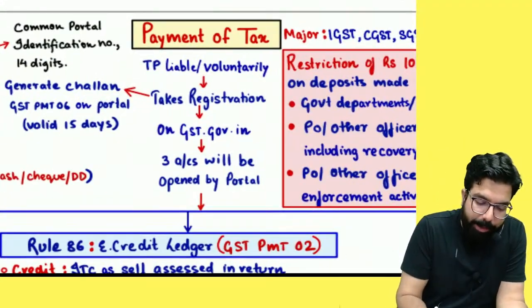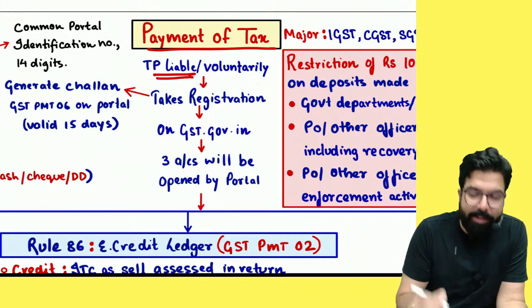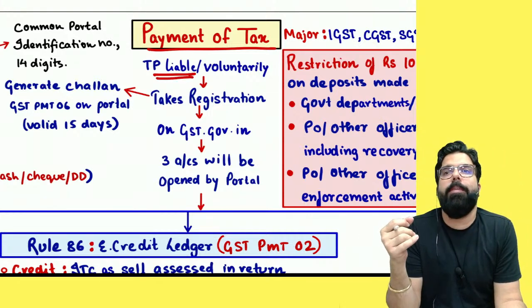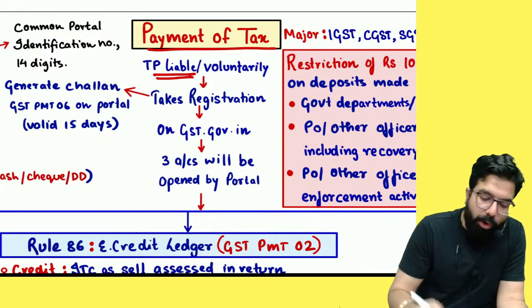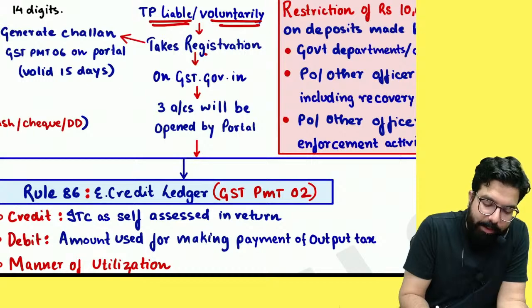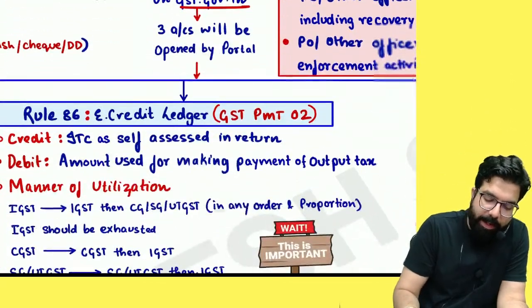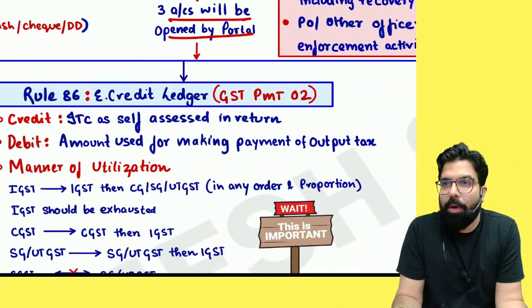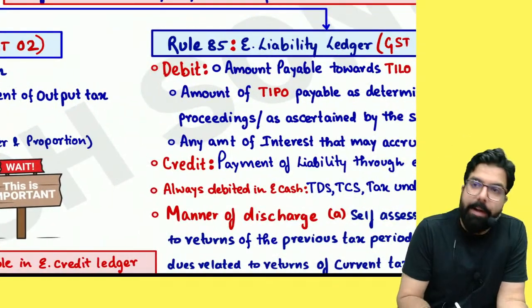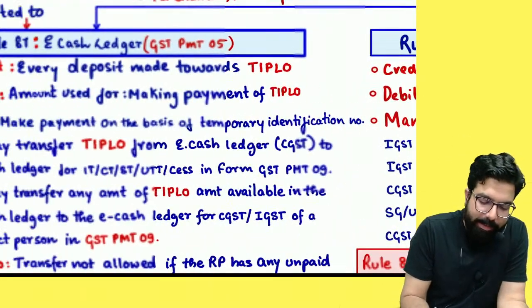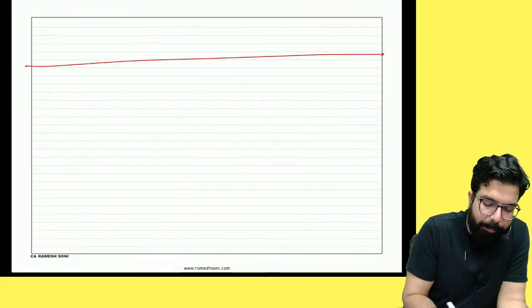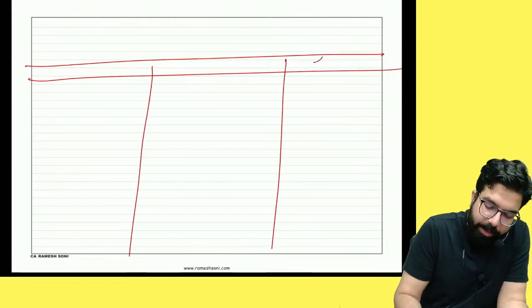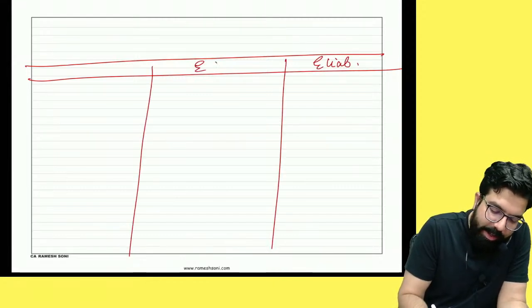Payment of tax starts with the point that whenever a person takes registration, either you become liable under section 22 or section 24, or you voluntarily take registration on gst.gov.in. The portal opens 3 accounts for you. What are the 3 accounts? E-liability ledger, E-credit ledger and E-cash ledger.